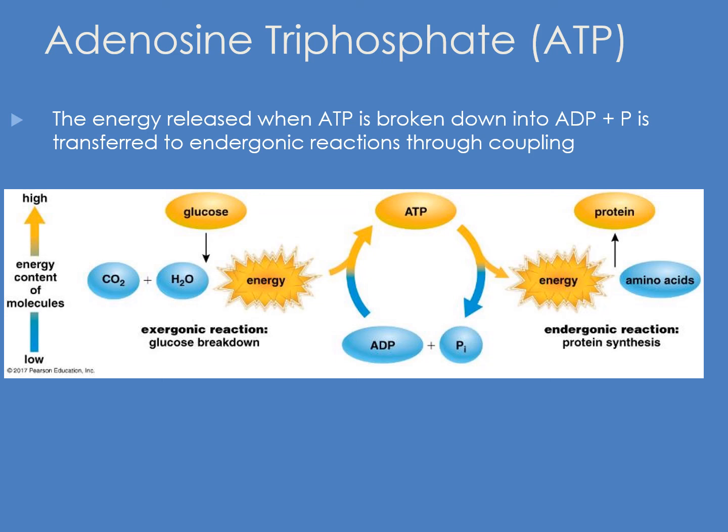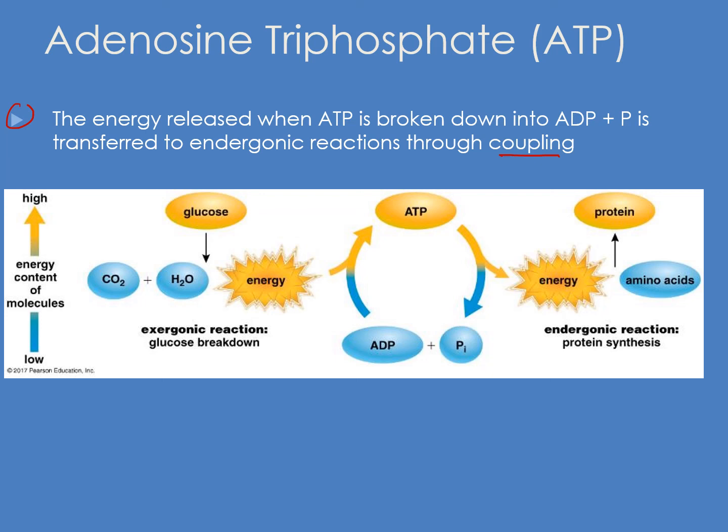Adenosine triphosphate, ATP. Triangle 1, the energy released when ATP is broken down into ADP plus inorganic phosphate is transferred to endergonic reactions through coupling. Coupling, what does that mean? Coupling means we put two things together. And what are those two things?